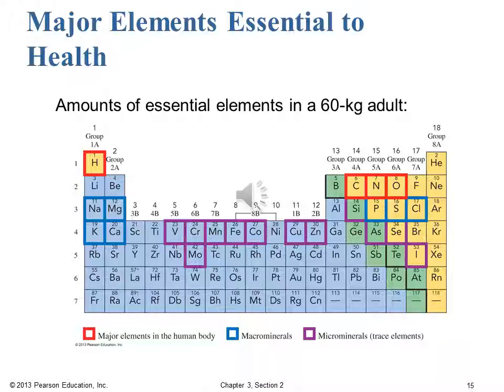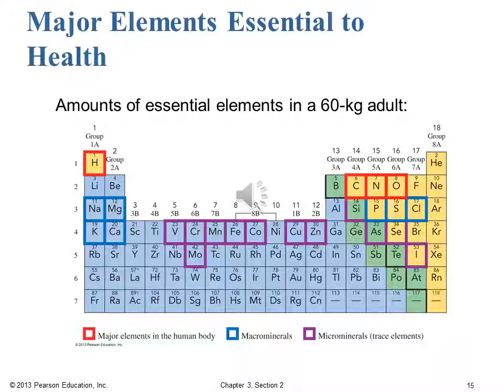And then finally micro minerals, trace elements. We see a number of the transition elements there, and those we do want a little bit. Too much is bad, the wrong form is bad. Chromium, for instance, as a +6 ion can be harmful, carcinogenic, but as a +3 ion, it's necessary for things like insulin to be manufactured and used correctly.